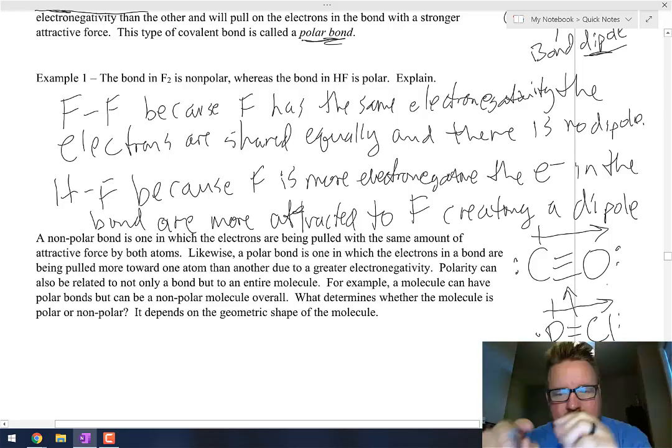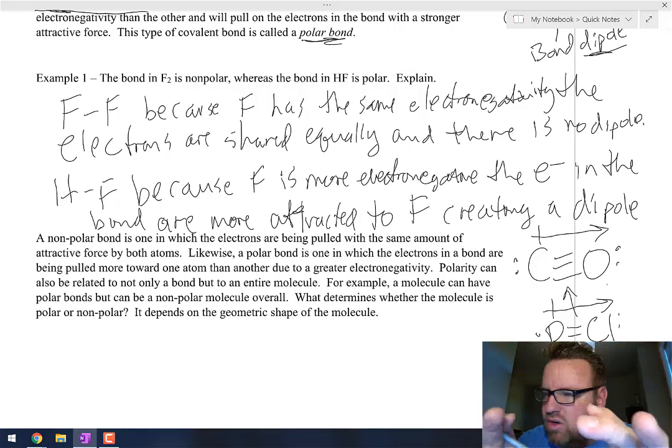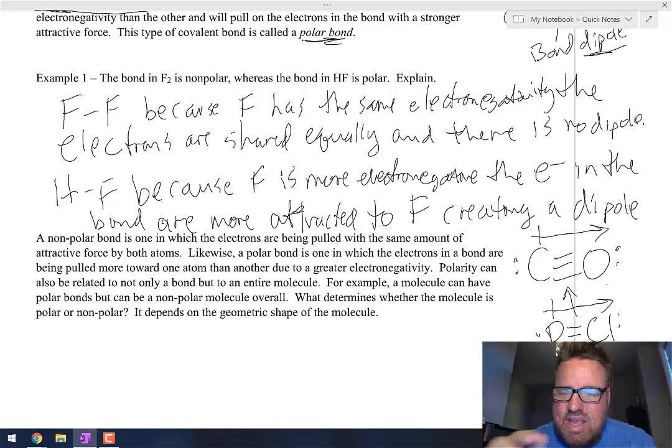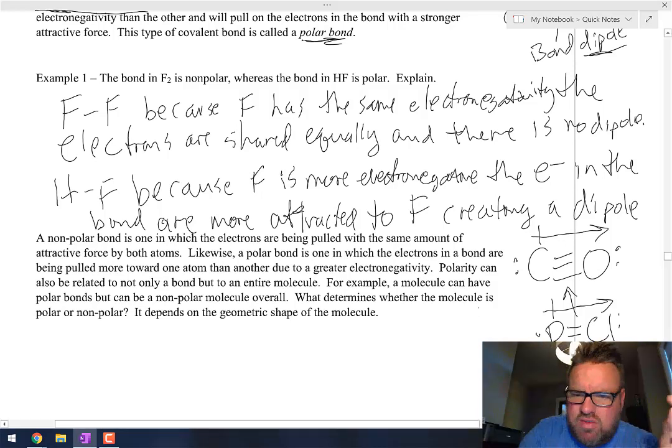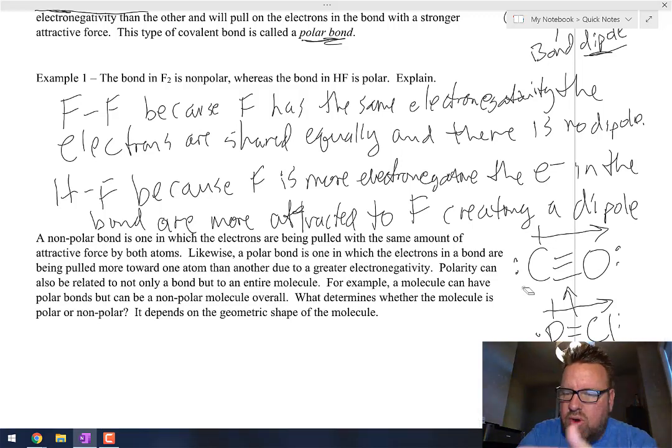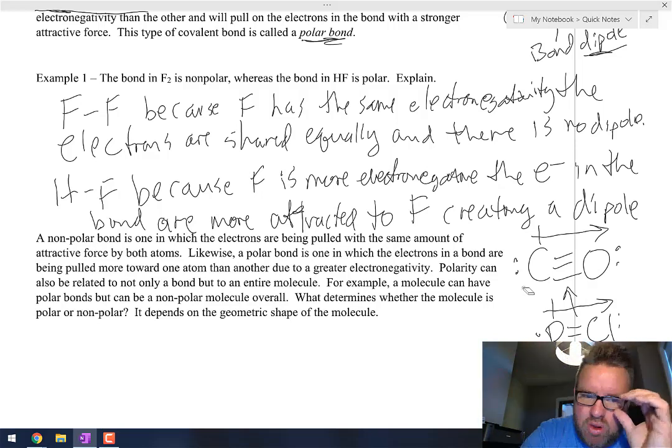Okay, and really, anytime those atoms are different, under very rare circumstances do you have two atoms that have the exact same electronegativity. I want to say one of our previous videos, I want to say hydrogen and phosphorus have the exact same electronegativity. But again, that's very, very rare. Okay, anytime you have two different atoms, one of those atoms is going to be more electronegative than the other in general, and so you're going to have a polar bond.